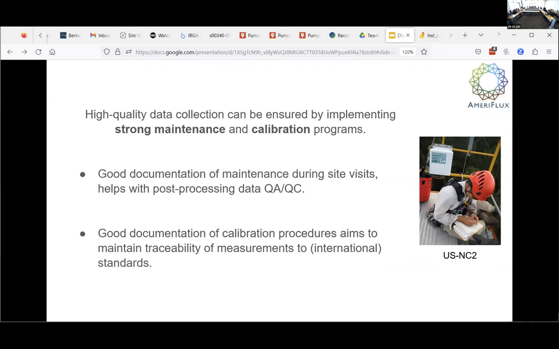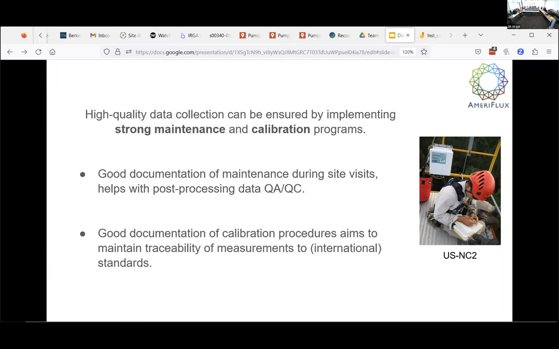So that's fantastic. I want to talk a little bit about why we care about maintenance and calibration, right? Those are the first step that we do if we want to collect high quality data. To make sure you collect high quality data, you need to have a strong maintenance program and calibration program in place also. So we'll talk a little bit about this and ask you how you do this and see what you can do to help on that.